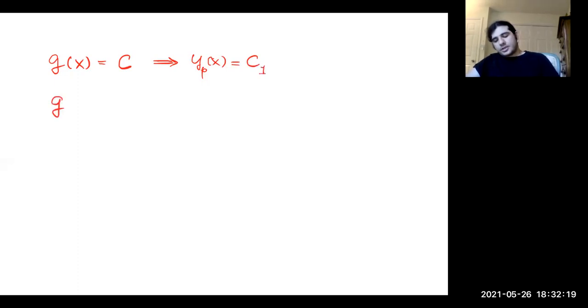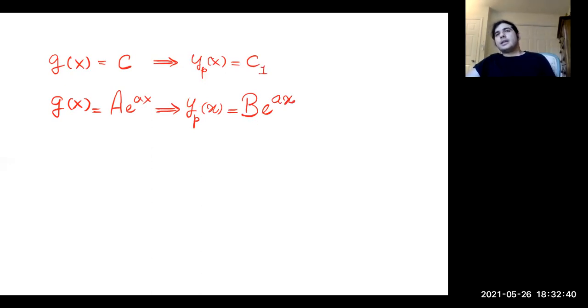If this function g of x is of the form we just saw, a e to the ax, just like we guessed earlier, the particular solution would be another constant b times e to the ax. So the only point is finding this b, and just the way we did, you can plug that inside the equation, and then we would find what this constant b is.